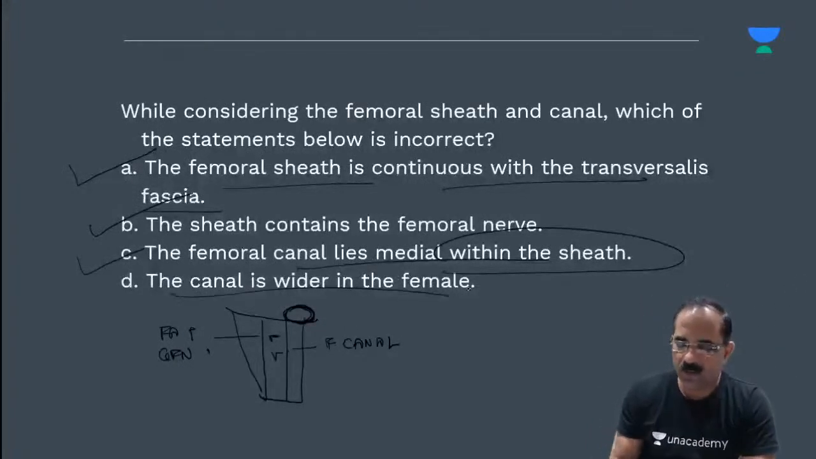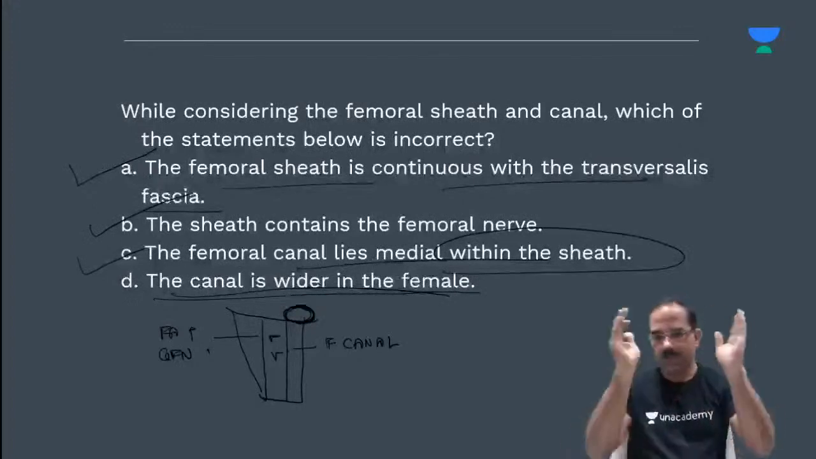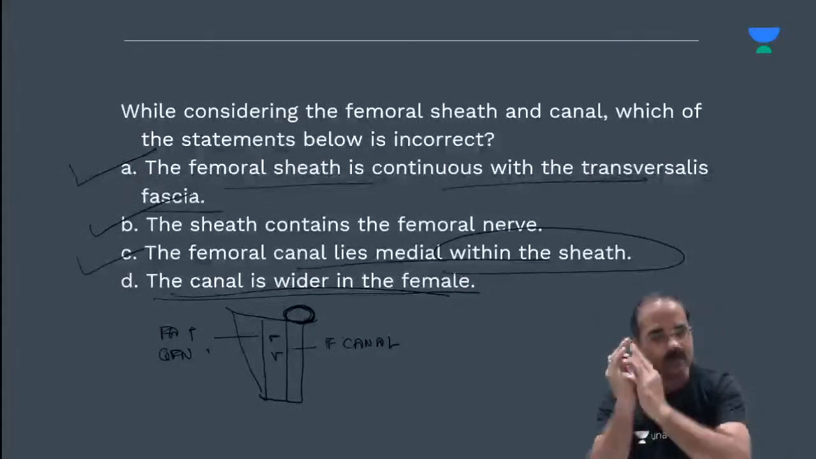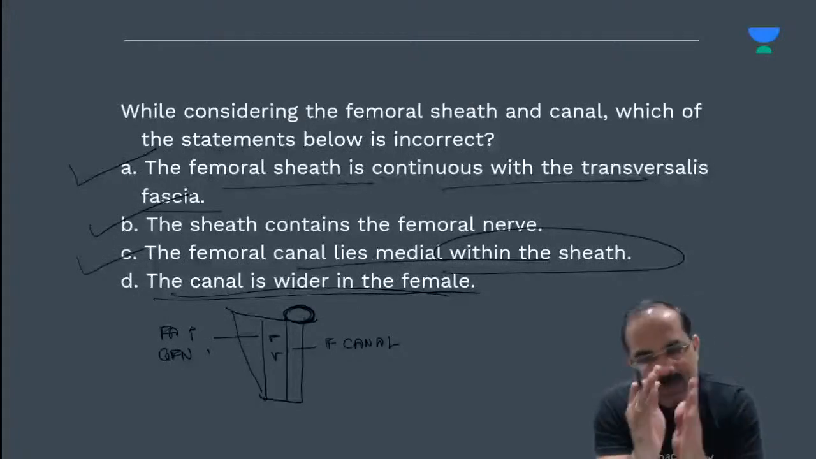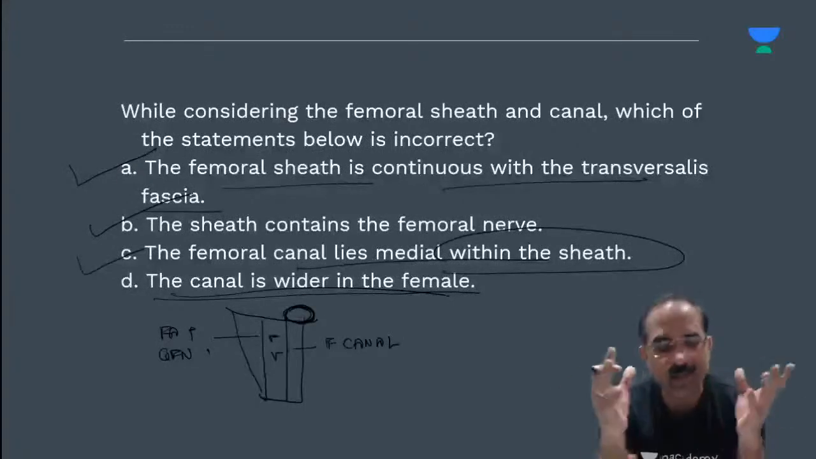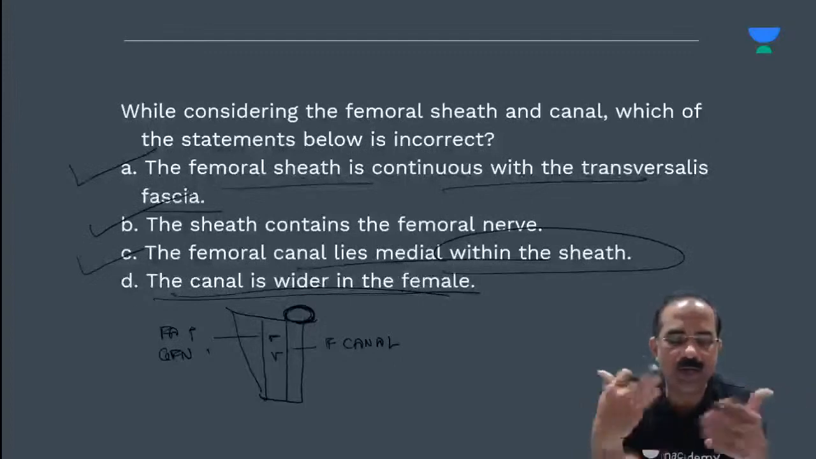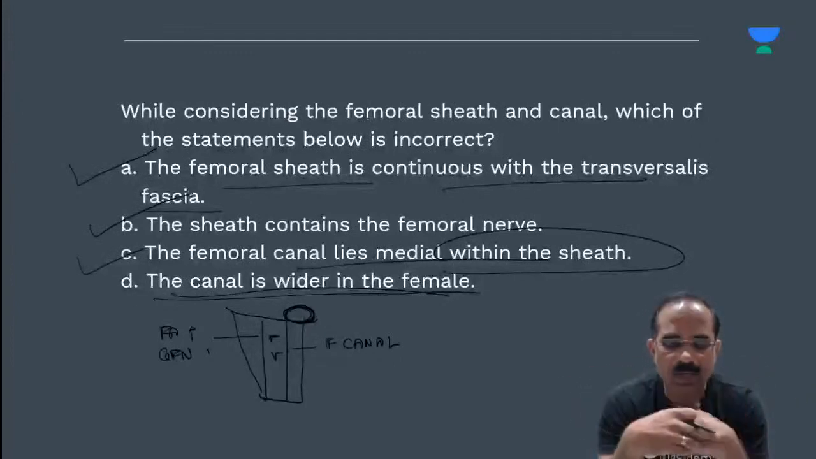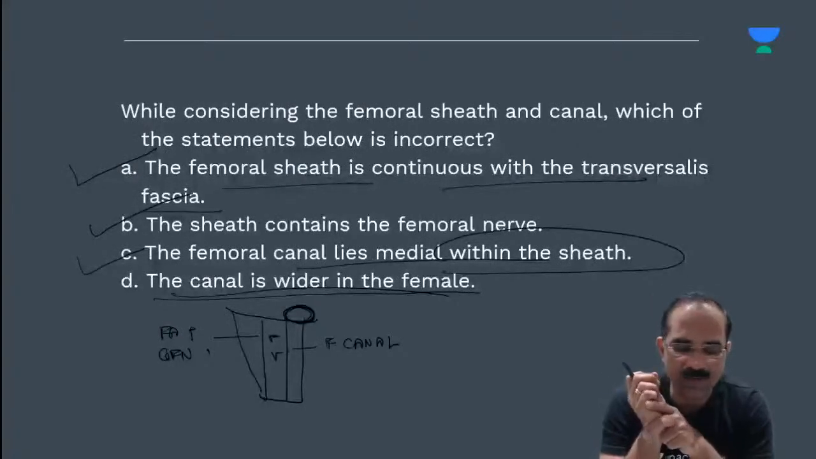The canal is wider in females. The femoral ring and the femoral canal are wider in females. Why? Because the pelvis is wider and the femoral vessels are of smaller size. So the chances of femoral hernia are more common in whom? The chances of femoral hernia are more common in females, because the femoral ring and canal are wider in females.